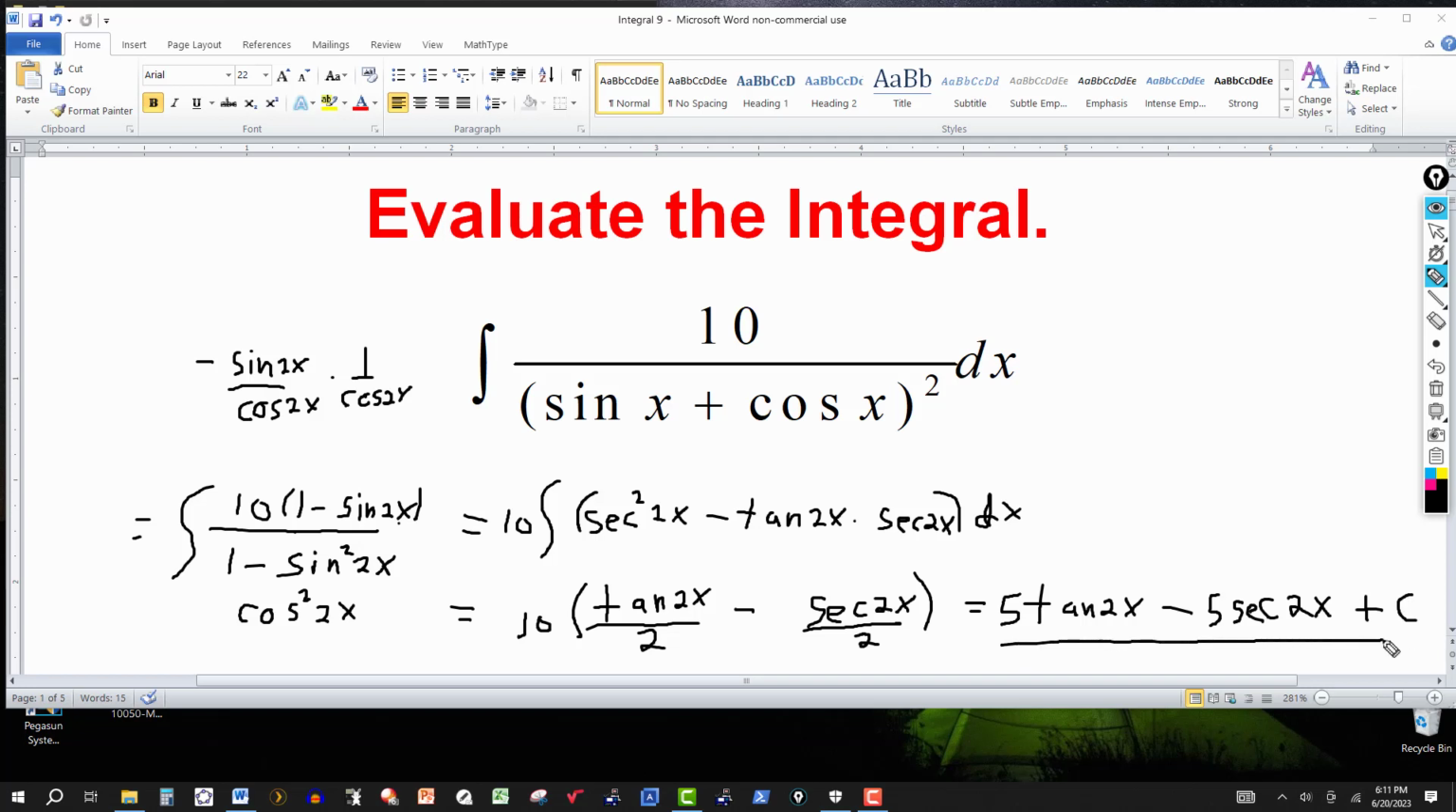The final answer here: 5 tangent of 2x minus 5 secant of 2x plus your constant of integration.